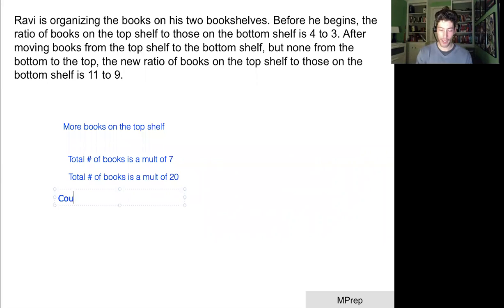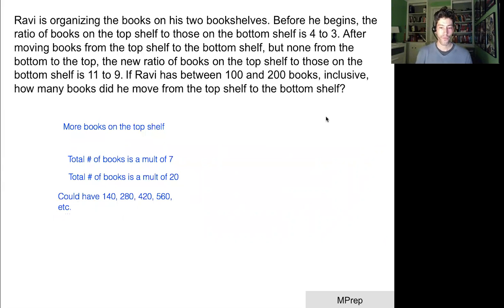All right, we could just speculate a little bit. Could have 140, 280, 420, 560, etc. Some multiple of 140, because those are the types of numbers that are divisible by both 20 and 7. Good stuff. So let's take a look at the last part of the question. So Ravi definitely has 140 books. Ravi has 140 books. And let's draw out what this looks like.